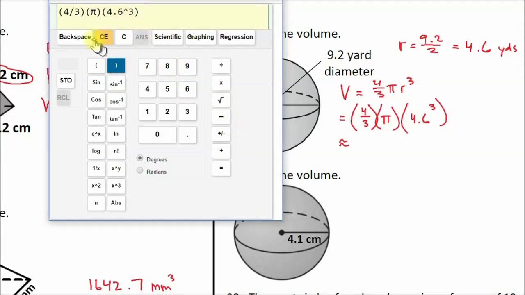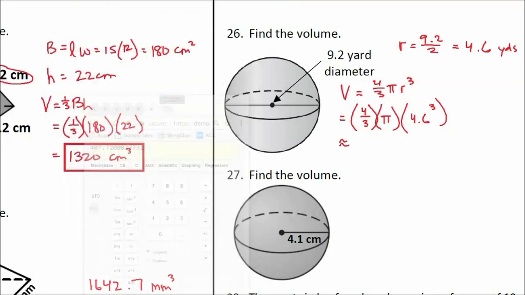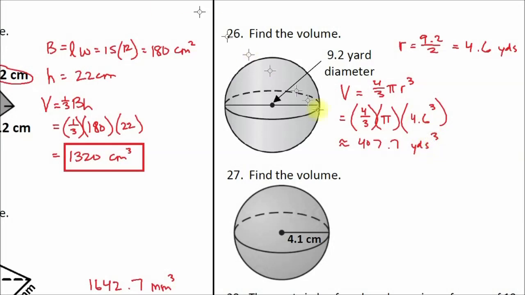power. So 4/3 times pi times 4.6 to the power of 3, or to the 3rd power, or you could say cubed, and that is 407.72. So 407.7, and that's going to be yards cubed. So there is how to find a sphere.